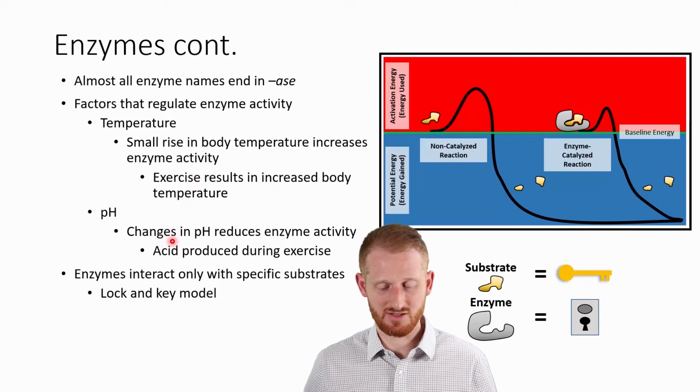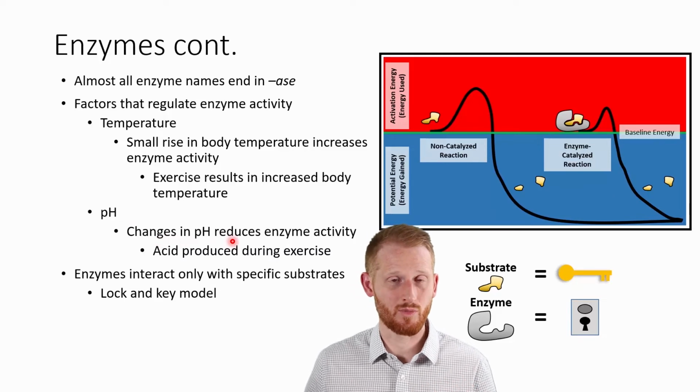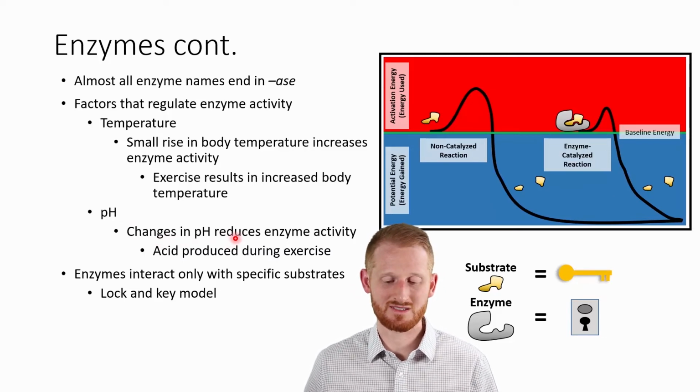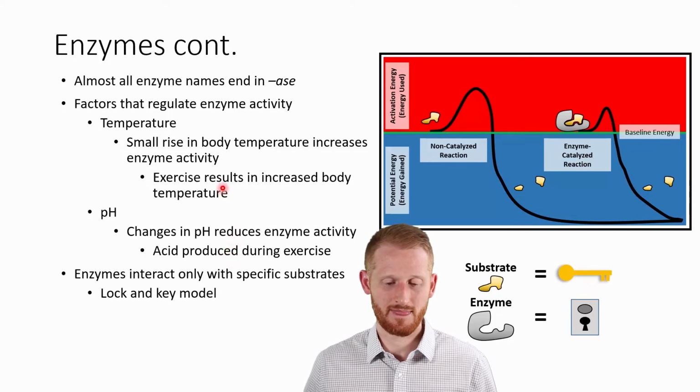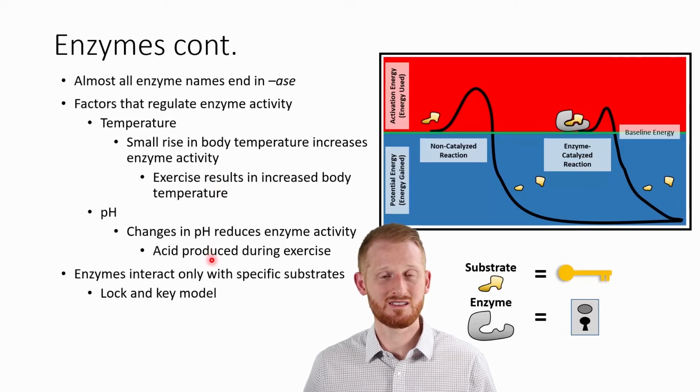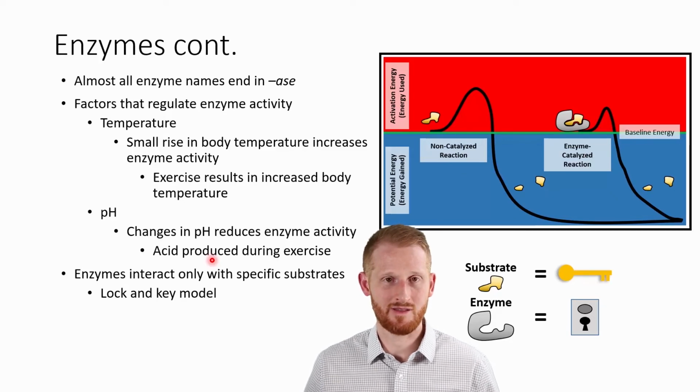As the pH reduces, so as we become more acidic, which also happens during exercise, typically enzymes actually become less active. So the heat produced during exercise typically increases enzyme activity, whereas the extra acid that's produced with exercise is typically going to decrease the enzyme activity.